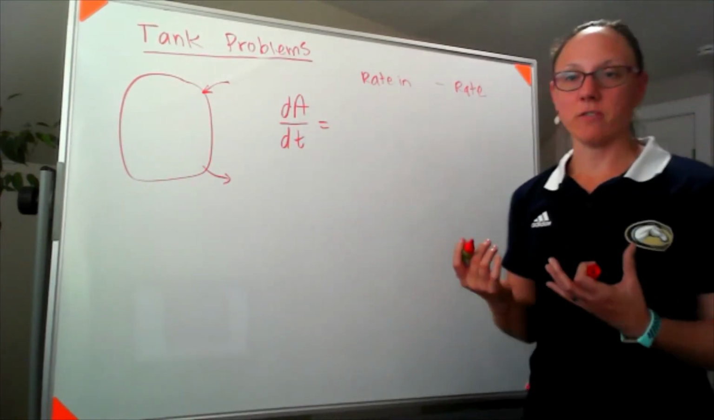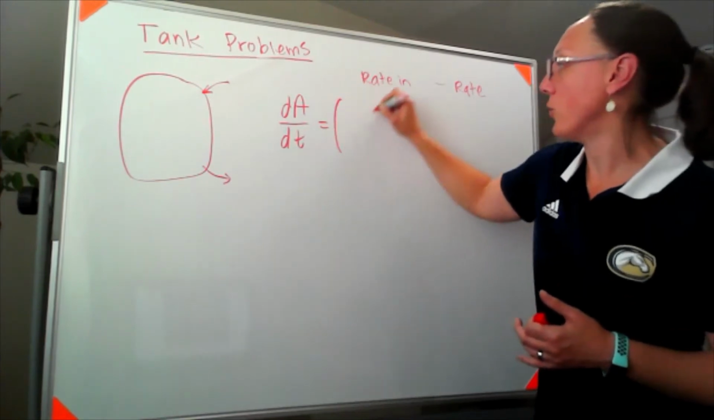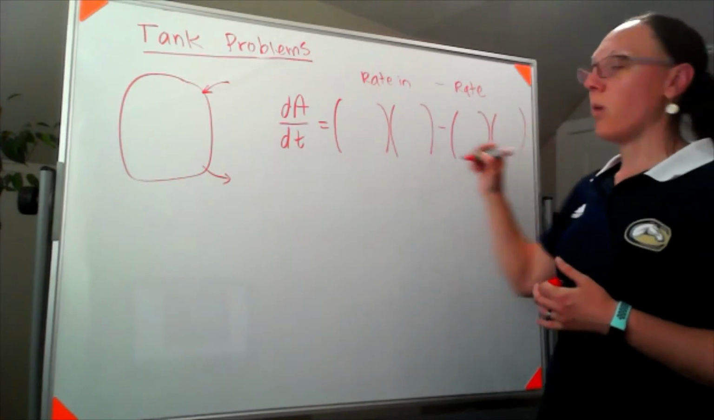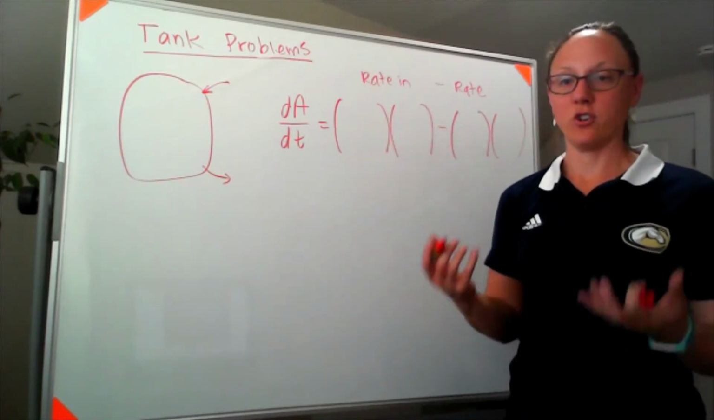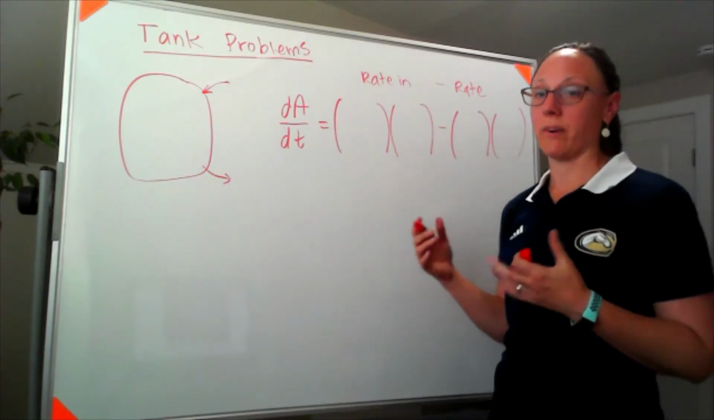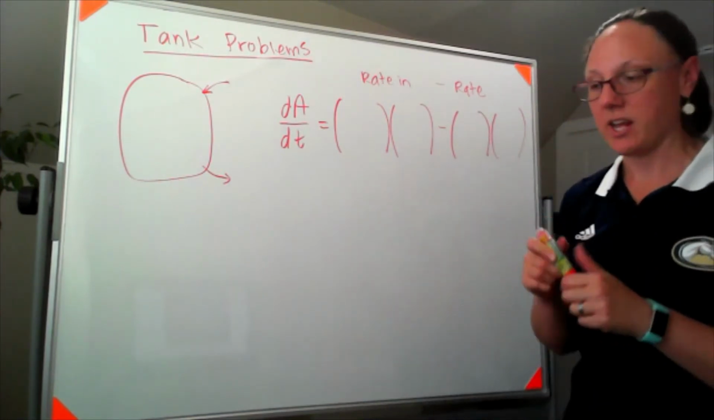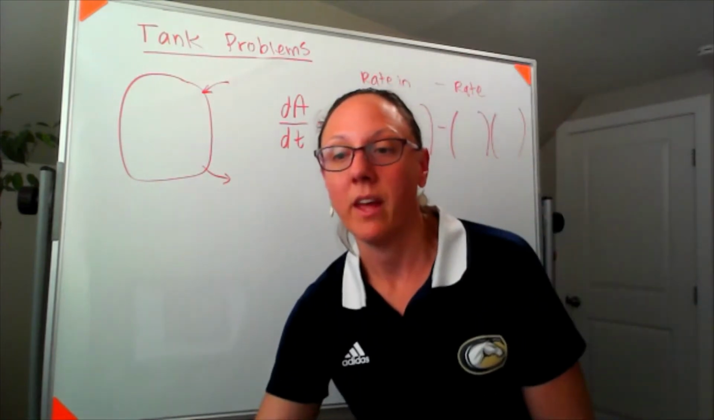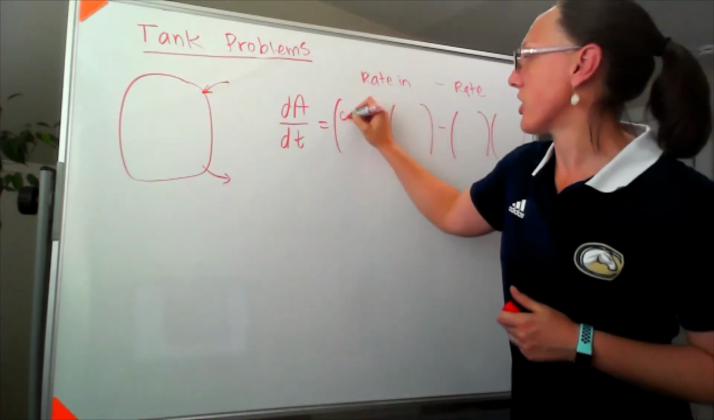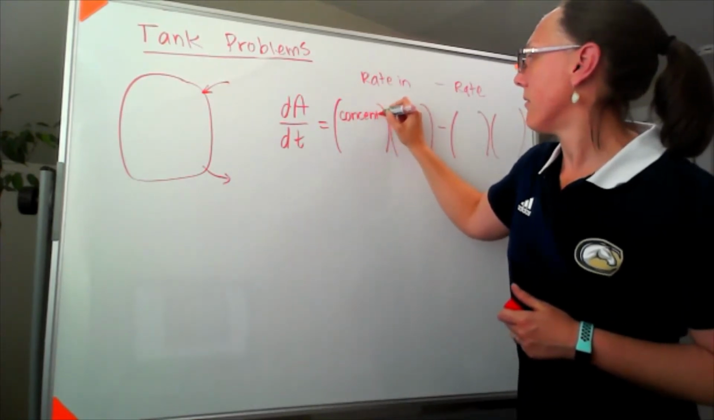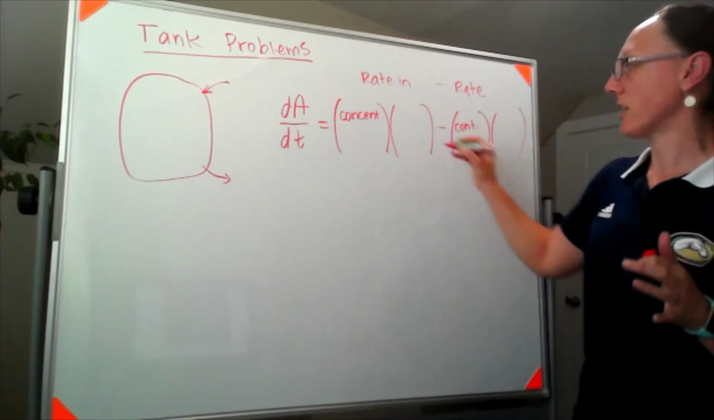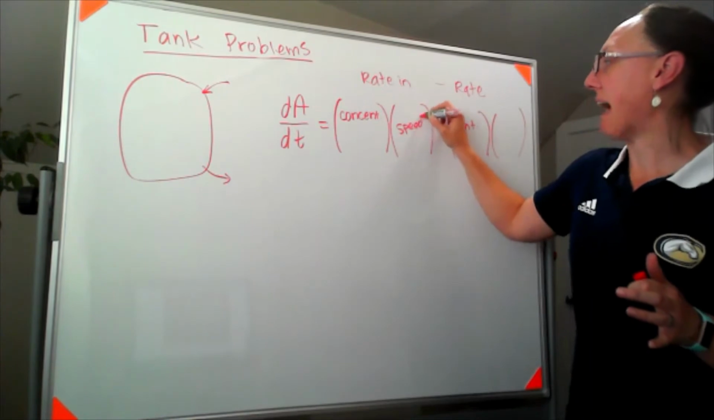But secretly, each of those rates is usually two pieces. We're going to have one piece that's dealing with the concentration and one piece that's dealing with sort of how fast it's flowing. So in both of these, I'm going to have some kind of concentration times some kind of speed element.